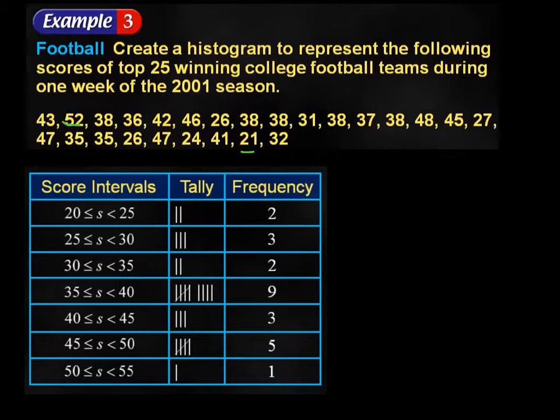And then we're making tally marks like you've done forever. So when you're making the tally marks, obviously you're just going to count 43. So it's in the 40 to 45 mark. Make a tally. 52. Make a tally. And then we're on 38. So find the section where 38 is going to go. Make a tally. 36. Make a tally. And when you get to 5, you cross over. The frequencies here are just counting up the tallies, which makes it nice.